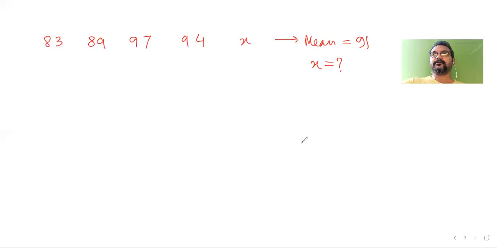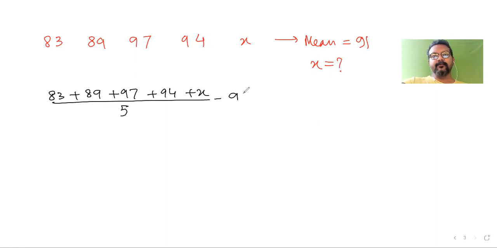So I give you a question which says the numbers 83, 89, 97, 94, and x have a mean of, say, 91. You have to tell me what this value of x is. So normally, how would we do it? We would say that the mean is 91. So we have (83 + 89 + 97 + 94 + x) / 5 = 91, and we'll solve.